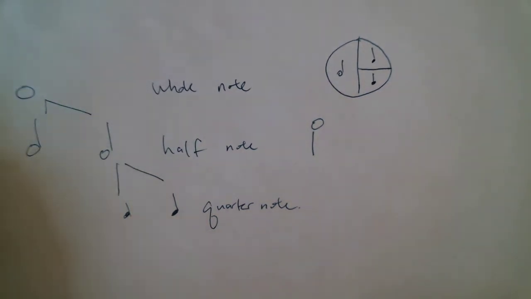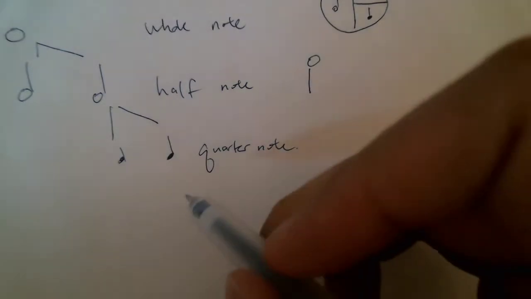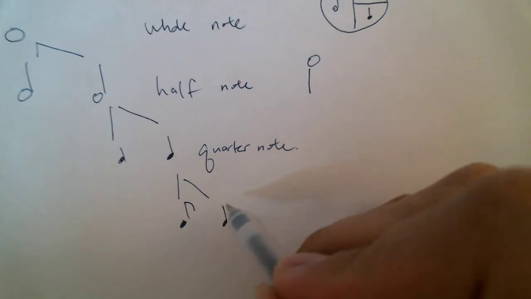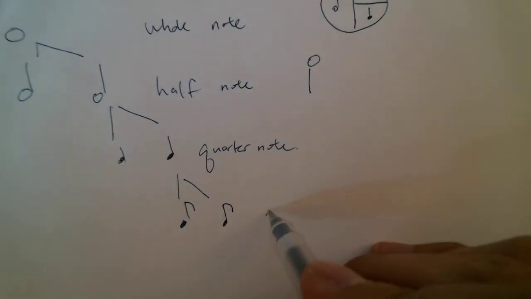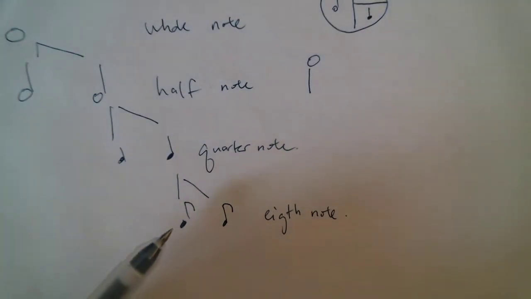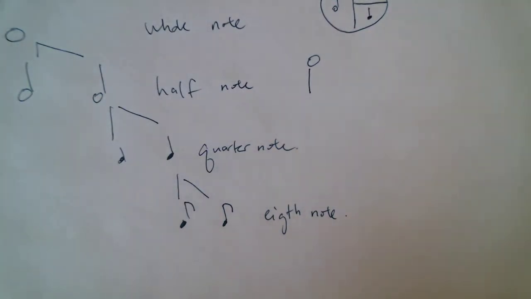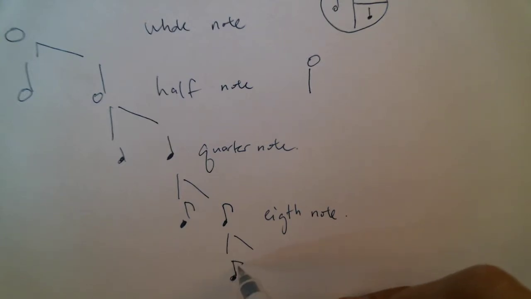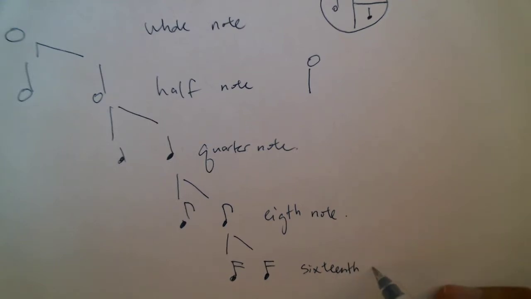Half of a quarter note is called an eighth note. It basically looks like a quarter note, but it has a flag. This is an eighth note. Once we start adding these flags, each flag essentially halves the note. So by adding a flag to the quarter note, we're cutting that length in half. Then you can further divide the eighth note into 2 parts, and that's called a 16th note.